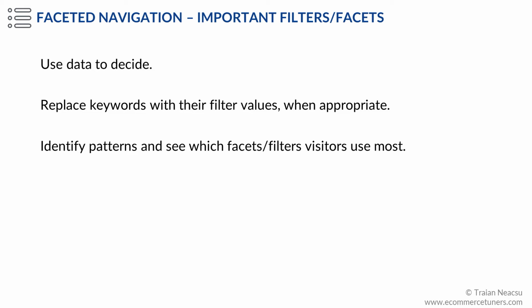Let your data be the source of truth when deciding which facets you need to leave open for search engines. Gather data from various sources, then programmatically replace keywords with their filter values when appropriate. This is very similar to the labeling and categorization technique I described in the website architecture section of the course. You need to identify patterns and see which filters or facets are used the most by your visitors. In your e-commerce platform, mark the important filters and let them be indexed.